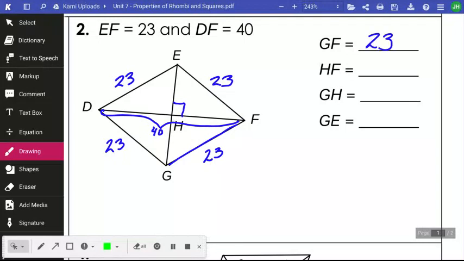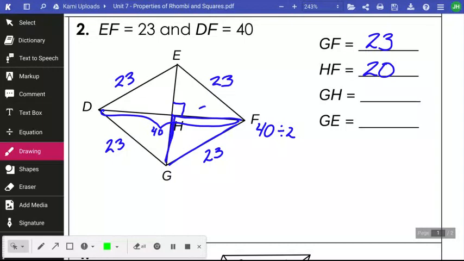All right, then we're going to look at HF, and HF is this part right here. If you notice, it's part of that diagonal that's 40, and diagonals bisect each other. So I can do 40 divided by 2, and I will get 20 for HF. Then I'm going to be looking for GH, which is this segment here.